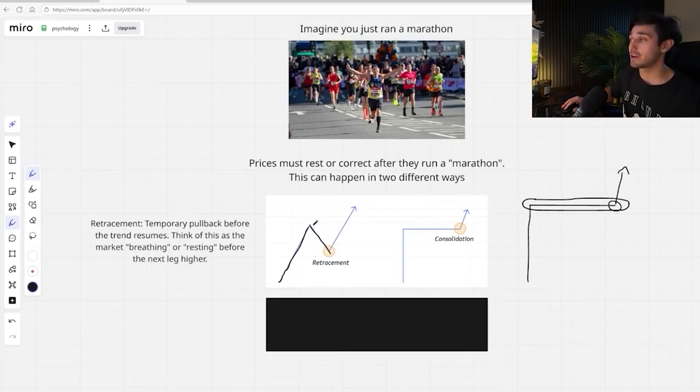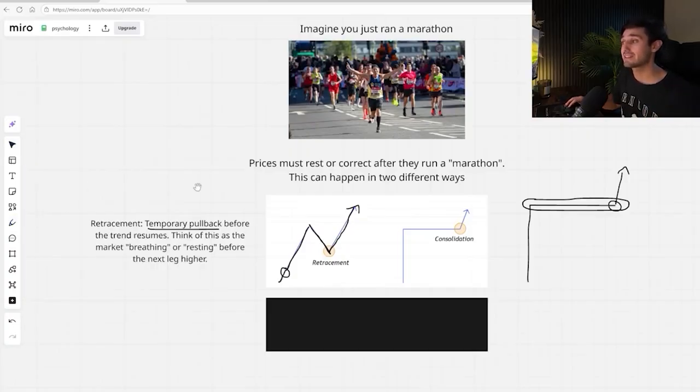And this happens because buyers from down here are taking profits. Maybe there's even some short sellers that think prices have topped and they're shorting, which is causing downward pressure. But I would say it's mostly buyers taking profits. So the markets can rest, the markets can breathe before they're ready to move up again and run the next marathon, so to speak. So a retracement is a temporary pullback before the trend resumes. And you can think of this as the market breathing. The market is resting before the next leg higher.